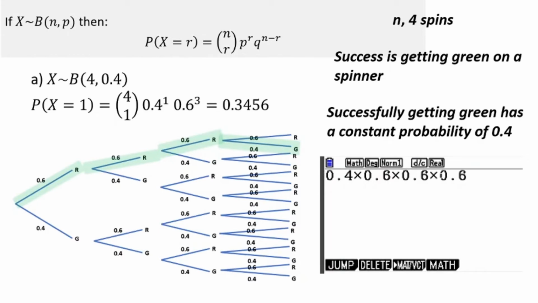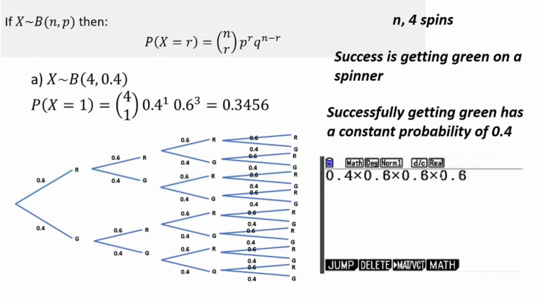Because these events are independent, if I took a different route, I would still be multiplying those same numbers, those same probabilities. I have 3 instances of 0.6 and I have 1 instance of 0.4. Here's another way around that we can get 1 green. I have 3 instances of 0.6 and 1 instance of 0.4.